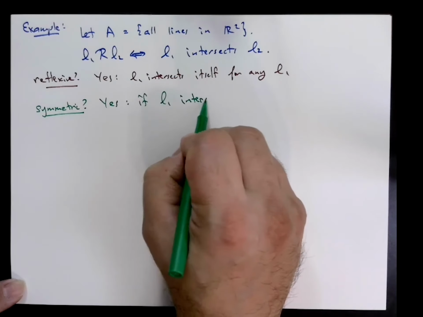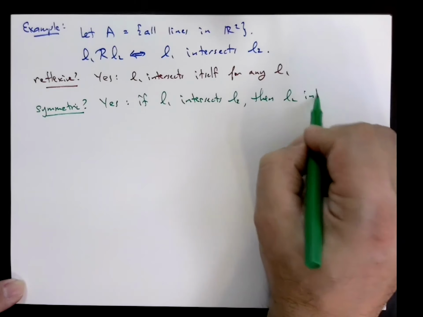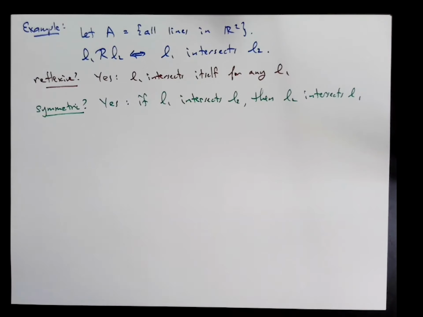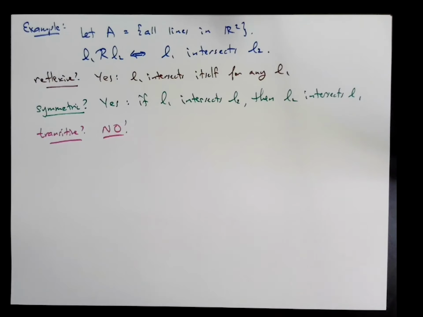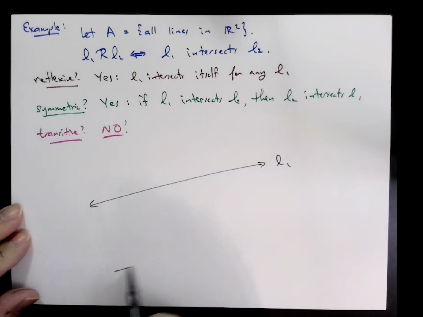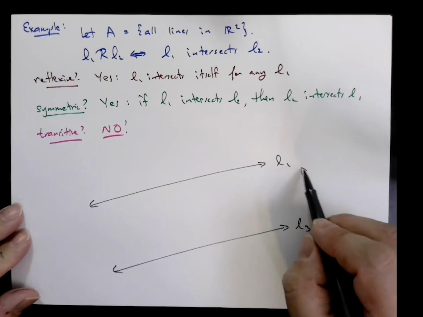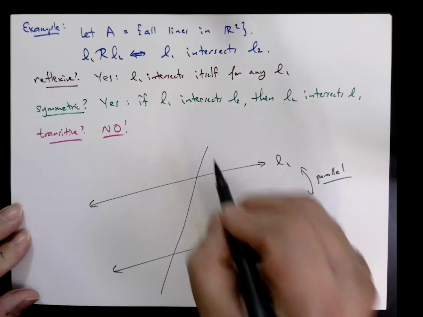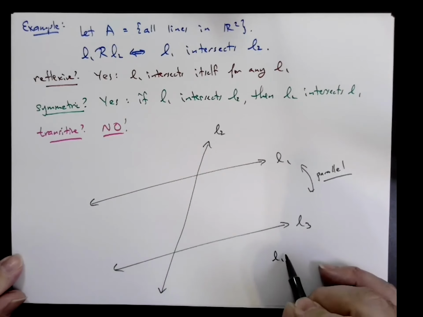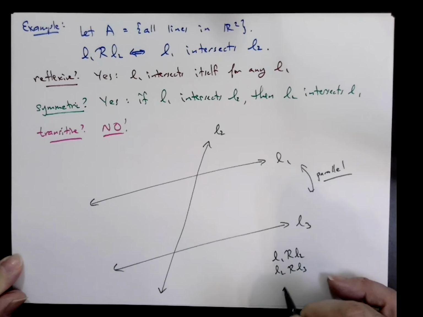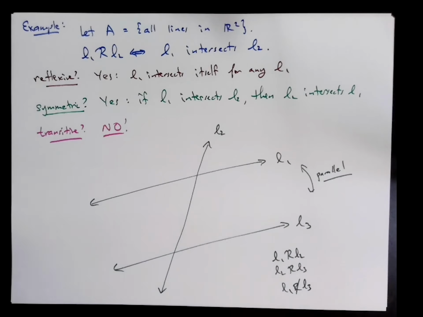Now let's check transitive. It turns out that it's not transitive. It's possible for L1 to intersect L2 and L2 to intersect L3, but L1 does not intersect L3. For example, as we could draw in this picture, L1 and L3 could be parallel, and yet L2 could intersect both of them. So L1 relates to L2, L2 relates to L3, but L1 does not relate to L3.